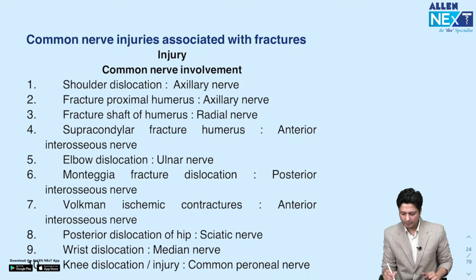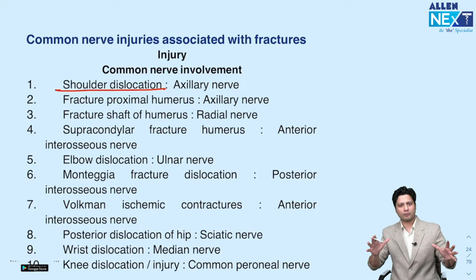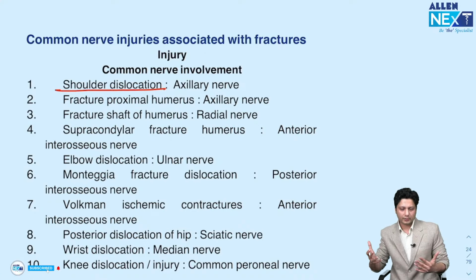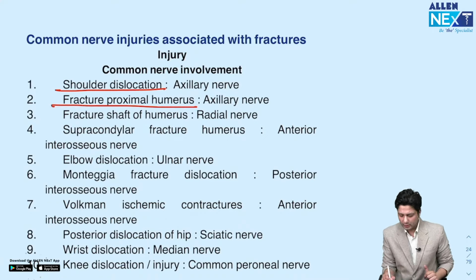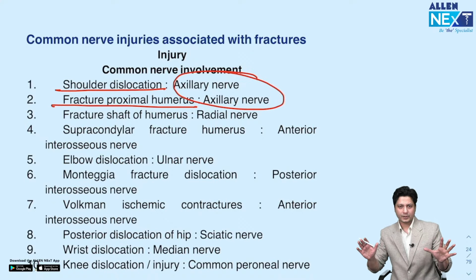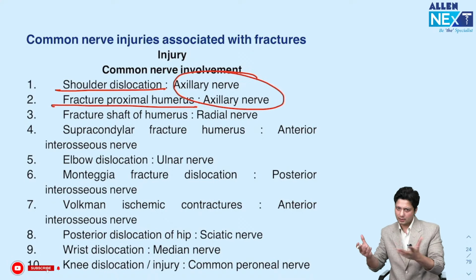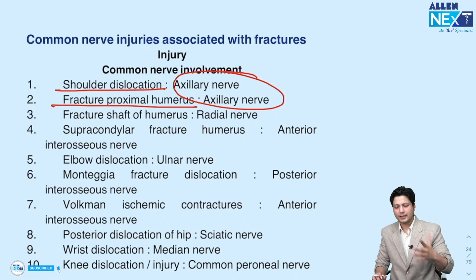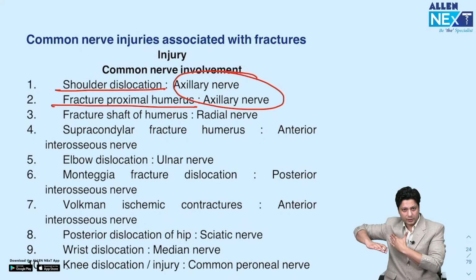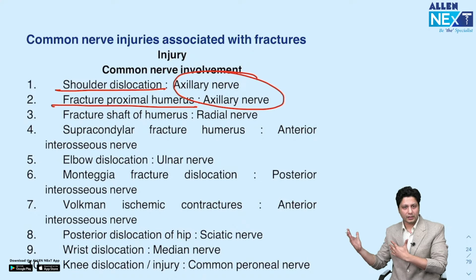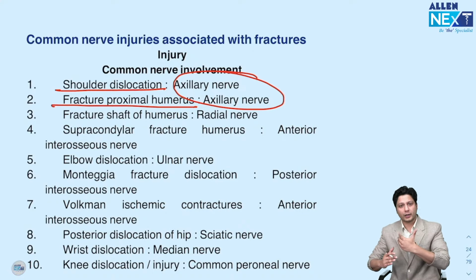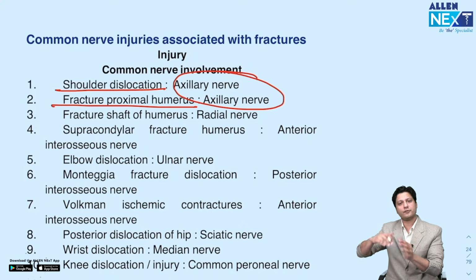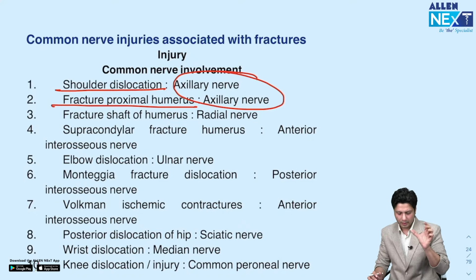Like for example, if there is an injury to the proximal humerus, then the axillary nerve is going to be injured. Whether it is a shoulder dislocation or a fracture of the proximal humerus, the axillary nerve will be injured. And what are the features of the axillary nerve injury? You are very well aware that there could be a limitation of abduction of the shoulder, limitation of external rotation, the regimental badge sign, loss of deltoid contour. So the features of axillary nerve injury are also important for you to remember, because questions are formulated on them.